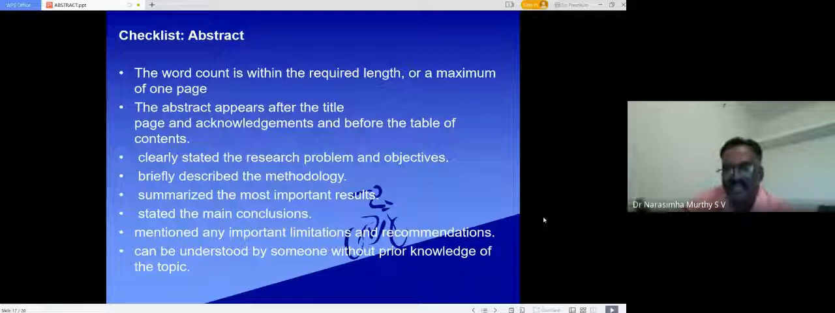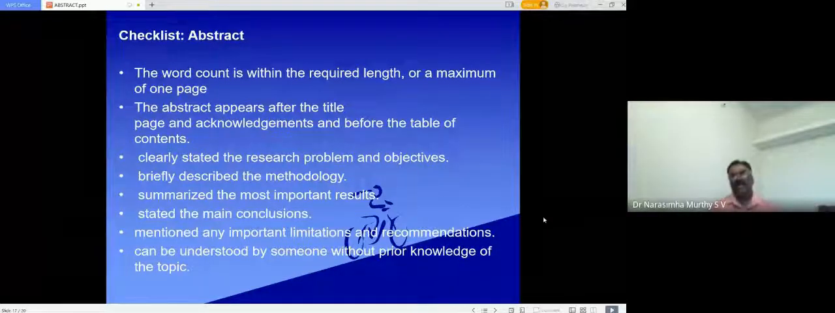And have I described the methodology? The methodology that I'm talking about. And next checklist is, have I summarized the most significant results? Very briefly, giving a hint about the findings. So this checklist will help you to revise, reframe, to make it better and better. See, you have written a good one, you can make it better. And finally, you can make it best also.